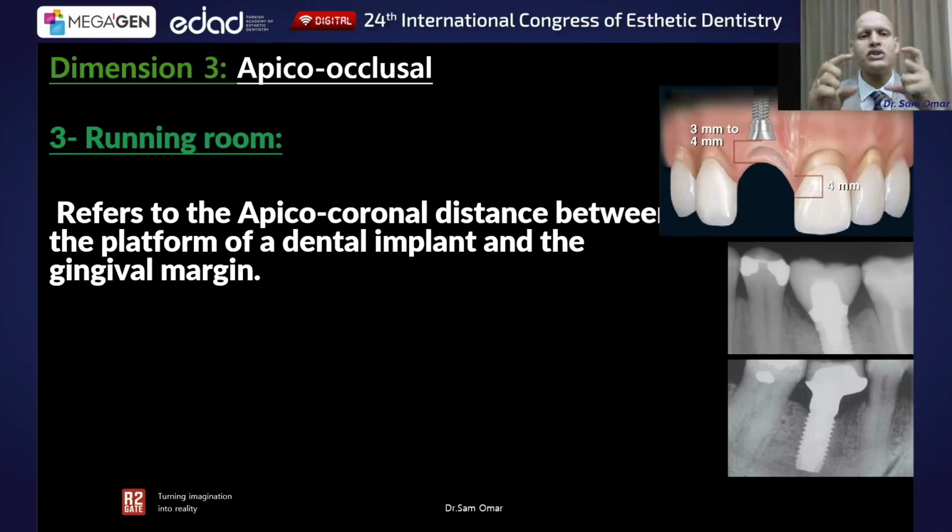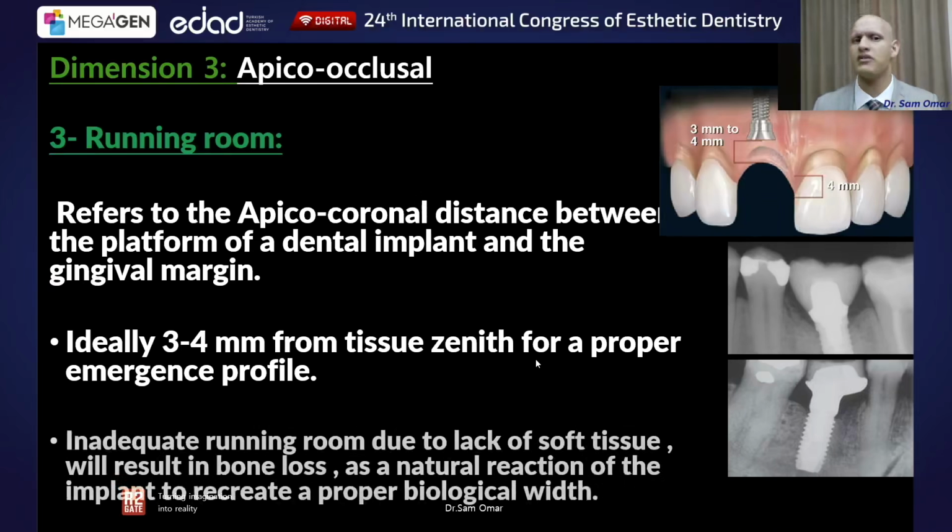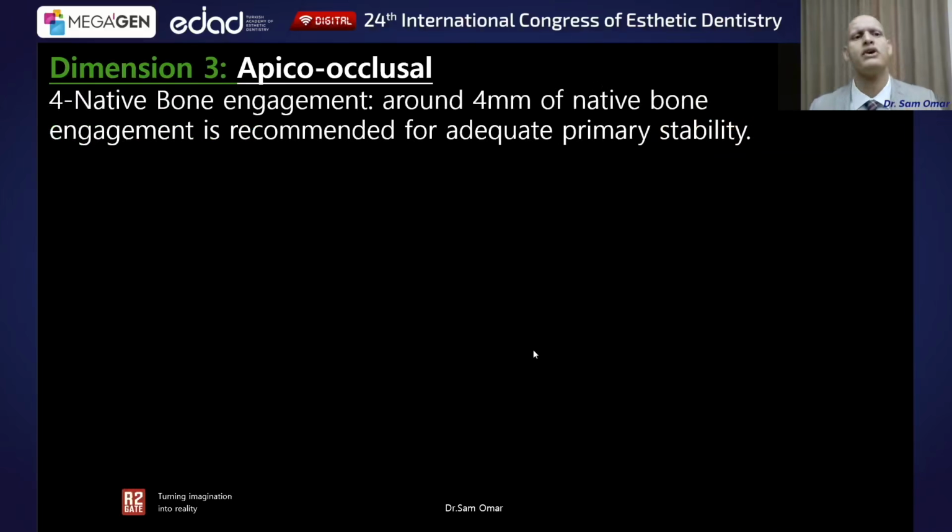So we need a certain amount of space, and this amount of space is 3 to 4 millimeters for us to end up with what we call an anatomic emergence profile, or a good emergence profile, and that will help us preserve the bone level and preserve the soft tissue around our implants. So always keep that number in mind: 3 to 4 millimeters from the platform of the implant to the zenith of the soft tissue. Very good.